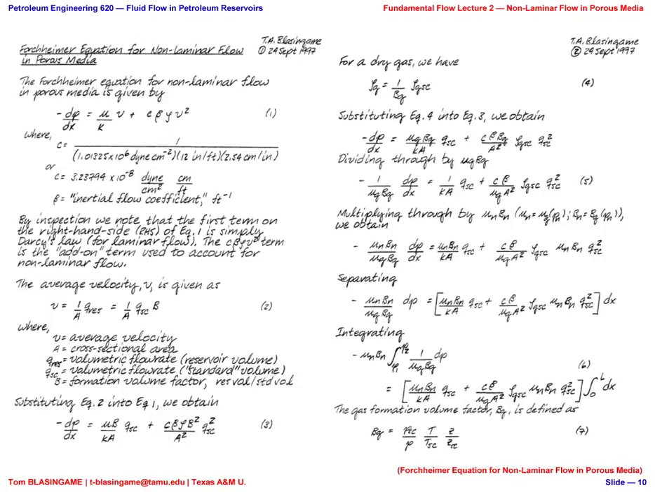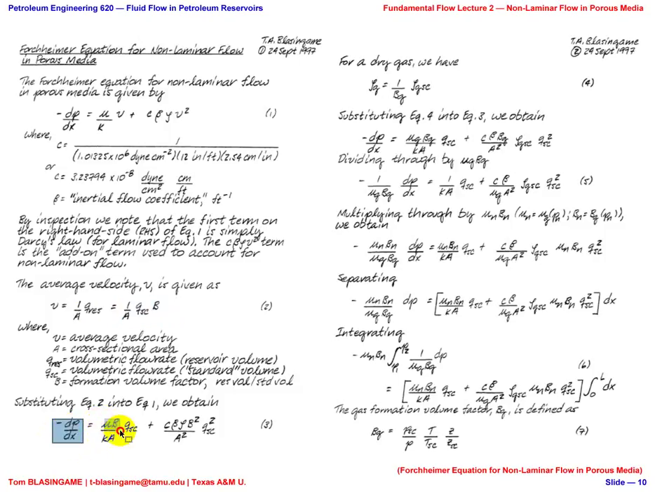That's what we chose. So the first thing we have to do is we have to say that the velocity is equal to the reservoir flow rate divided by the cross-sectional area. That's obvious enough. The definition of reservoir flow rate is the standard flow rate multiplied by the formation volume factor, and again divided by the cross-sectional area. No problem there. We substitute all these in. We now have the gradient.